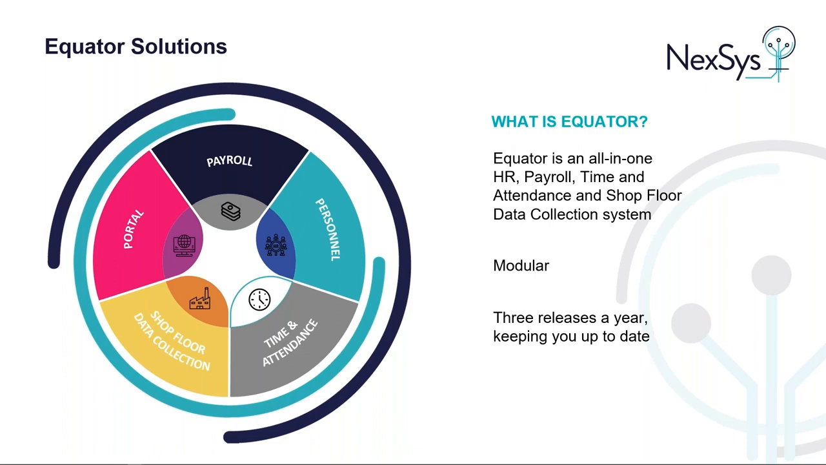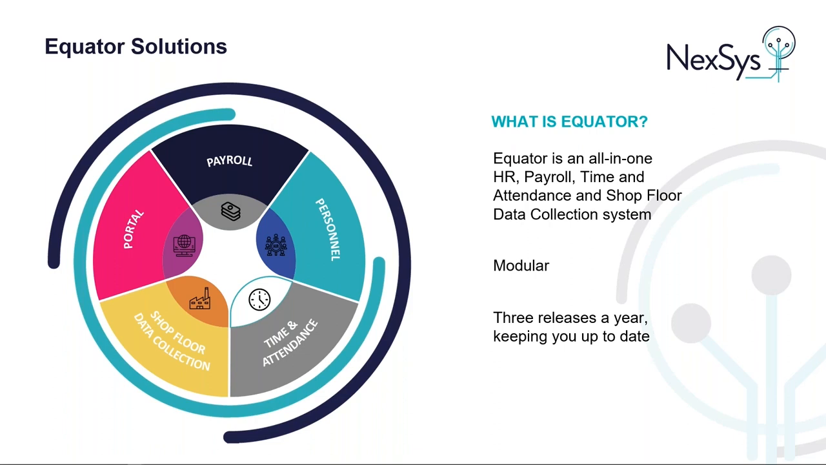Personnel is for completing your HR administration, whether that's disciplinaries, appraisals, grievances, or booking holiday and absence records. Time and attendance performs time swipes and can be used for booking holiday and absences as well. And you can use those time swipes to generate payroll data. Our shop floor data collection is our production workflow management system, and portal is our employee portal, where employees can log in, view documentation, and make absence, holiday, and overtime requests.